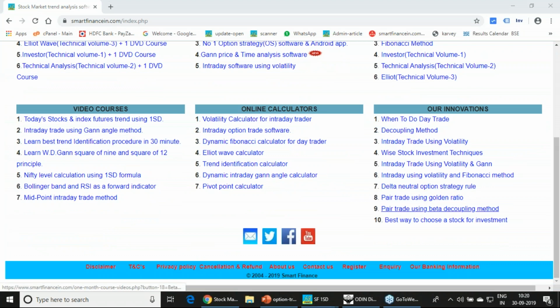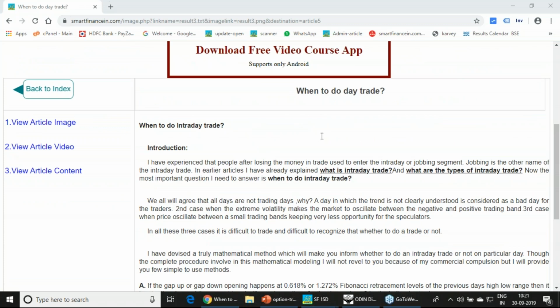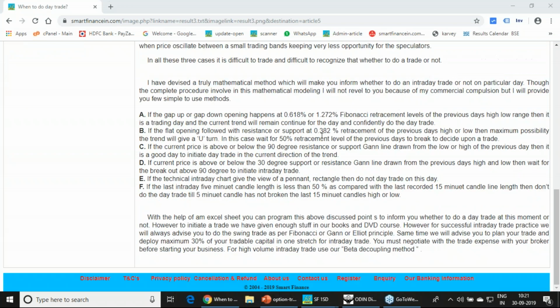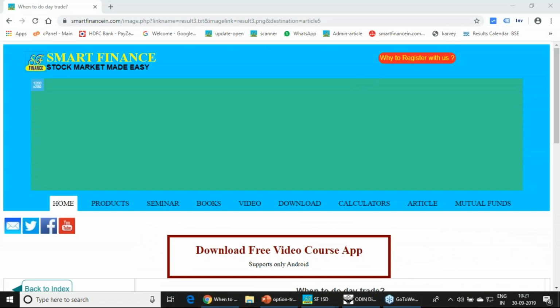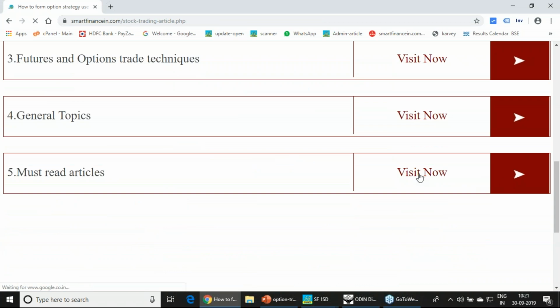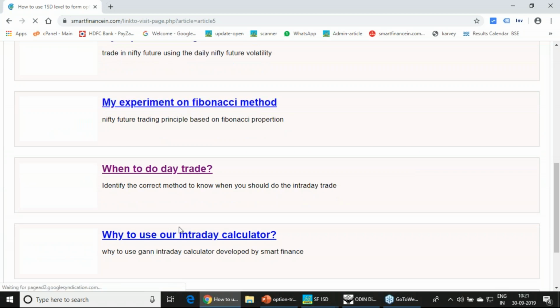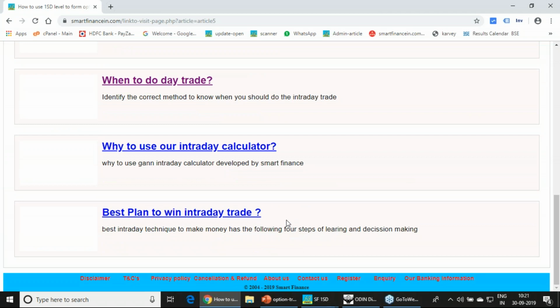So here also you will get one. I have given a 5-step approach to explain when to trade and when not to trade intraday. Just go to the article section, must read articles. Here I have given some very important articles. All of you should read that. You can go through at least 3 to 4 articles.